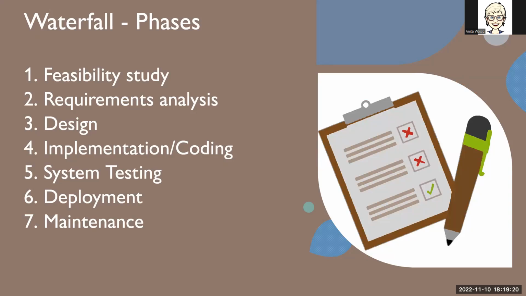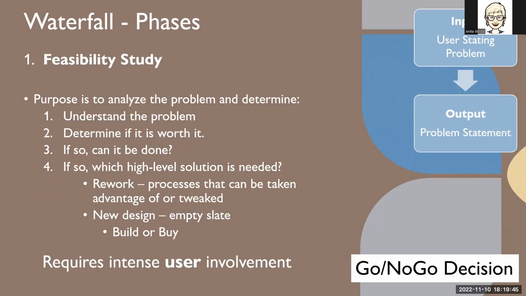As we saw in the illustration on the previous slide, the waterfall methodology is divided into distinct phases. They include feasibility study, requirements analysis, design, implementation, coding, system testing, deployment, and maintenance. We're going to visit each one of these and briefly define their purpose. The first phase is the feasibility study.